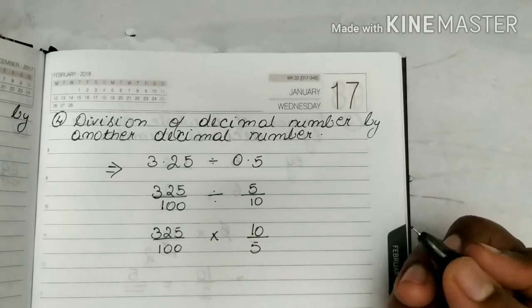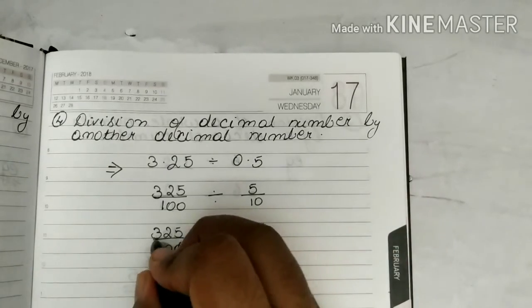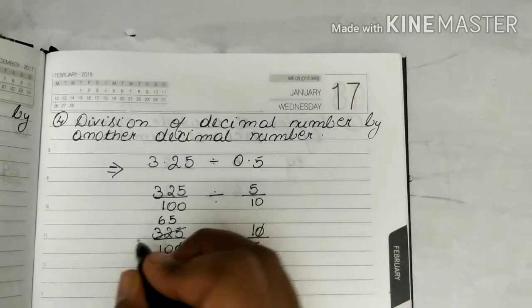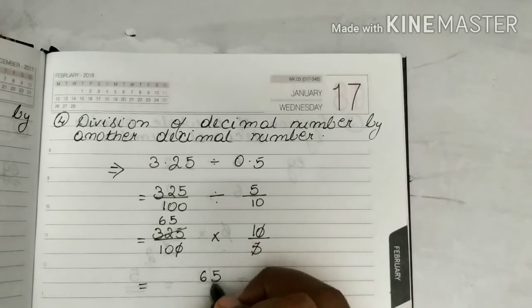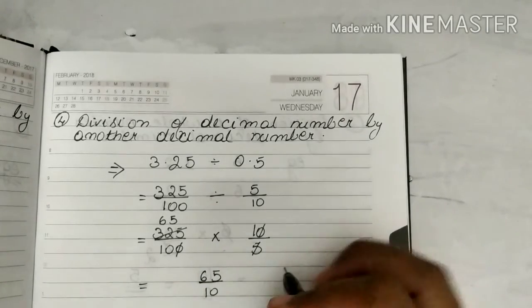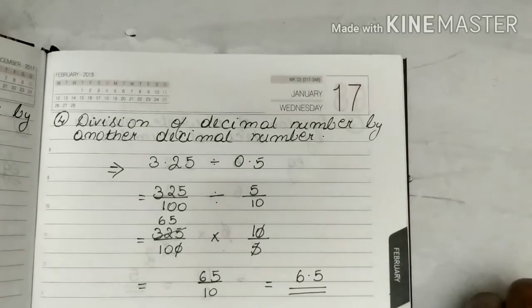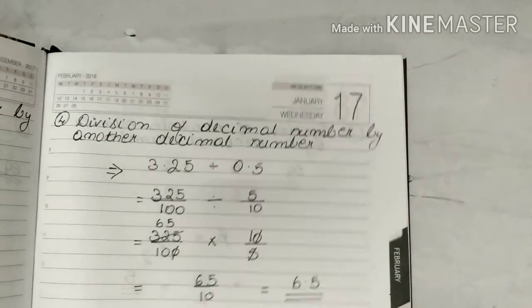Now we can simplify at this stage. 5 6s are 30, and so over here the answer is 65 by 10. And how can you write this in decimal format? 6.5. We are dividing a whole number by 10, so we can write it in decimal format like this. The point will move to the left, and then the answer will be 6.5.